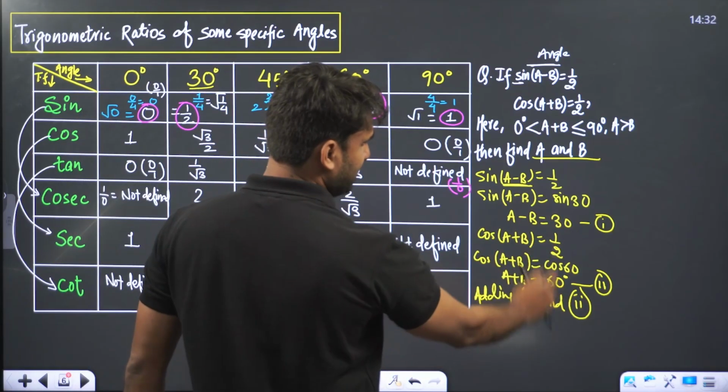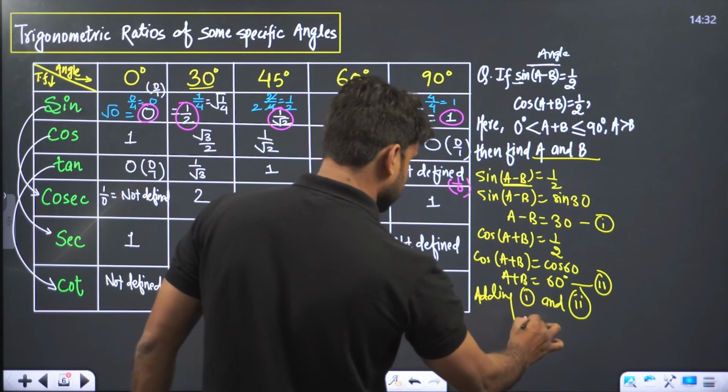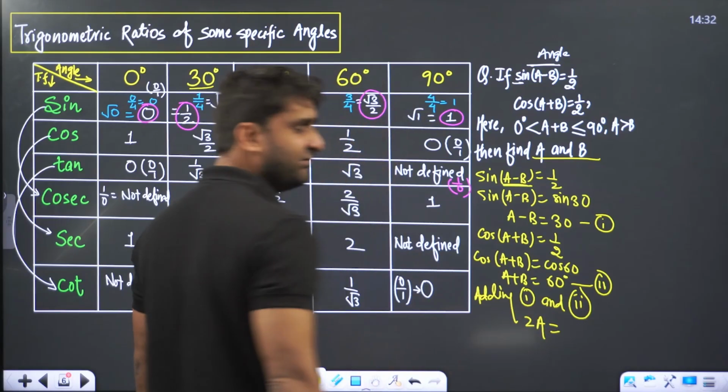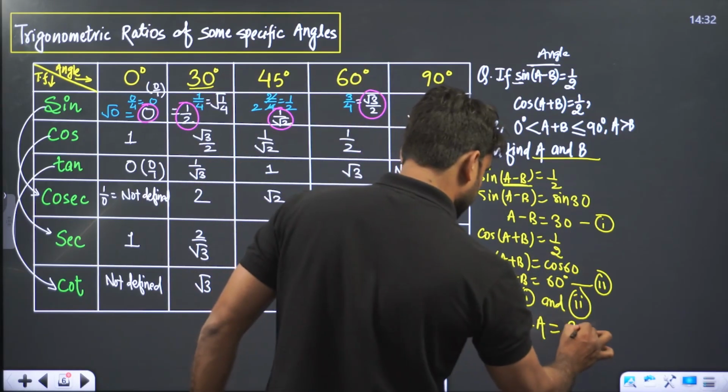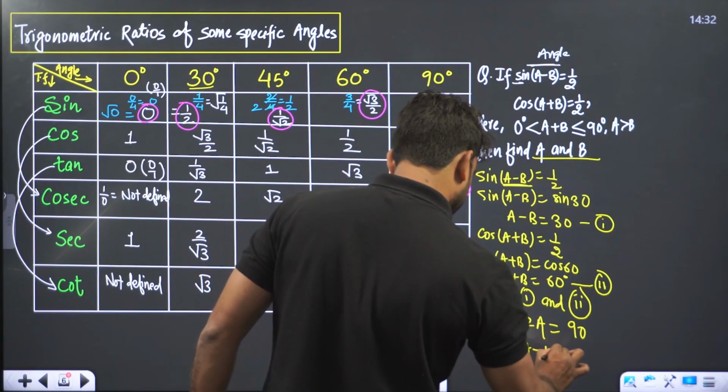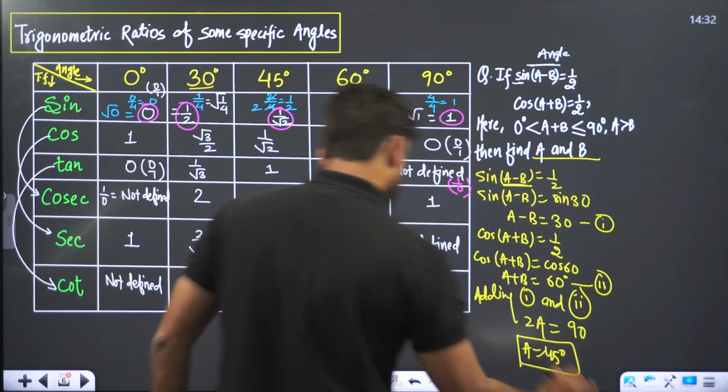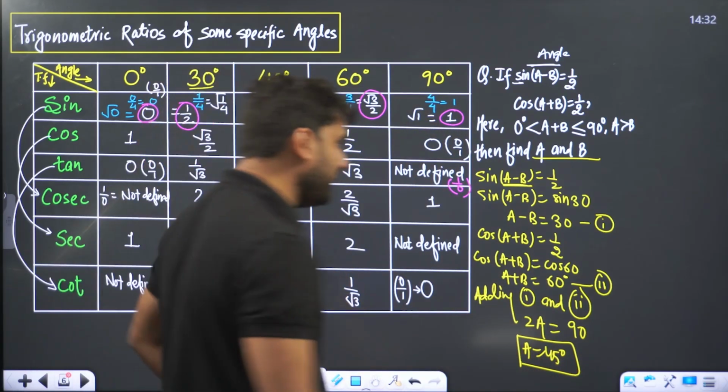So let's add both the equations. On adding, B and B will be cancelled. So 2A, A plus A will be 2A, 30 plus 60 will be 90. So A will be 45 degree. Answer. And if A is 45 degree, what will be B?